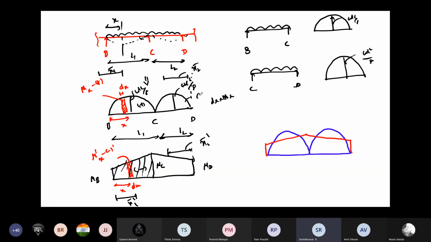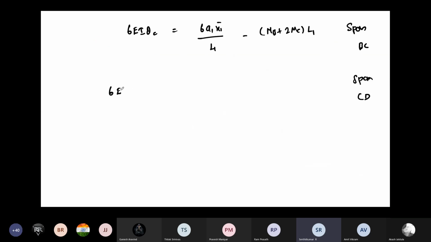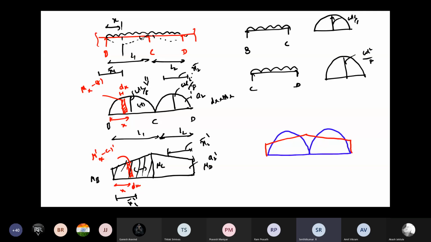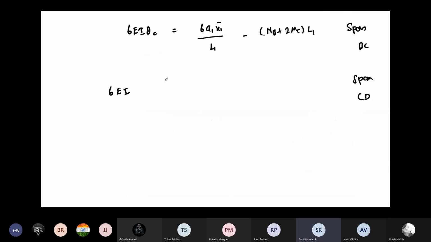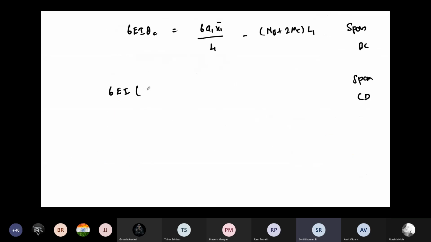So again, the area will be A2. This is A2 dash, right? This is A2 X2 bar. This is A2 dash, X2 dash. So the value I can write again, 6EI will come. So the value will be the same theta C only is going to come. This value and this value is going to be the same only. But the major thing is we are starting from 0 here. So then theta C will become minus theta C, and then 6 A2 X2 bar, L1 becomes L2, right? Minus again L1 becomes L2 in CD.